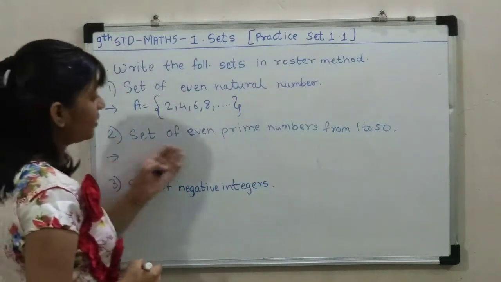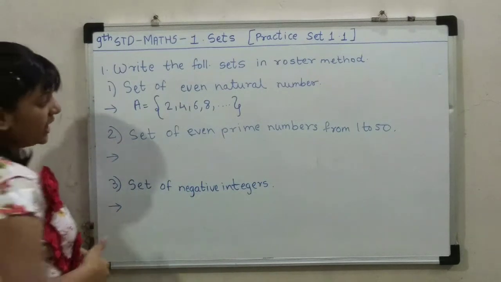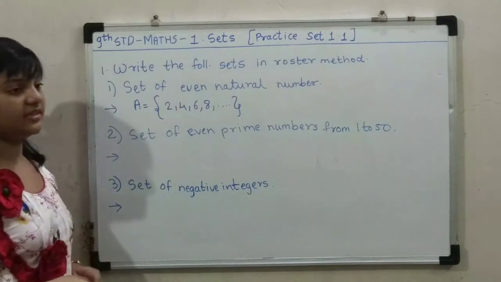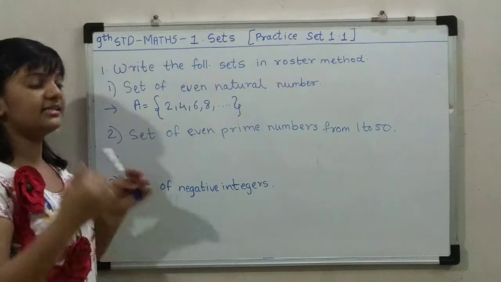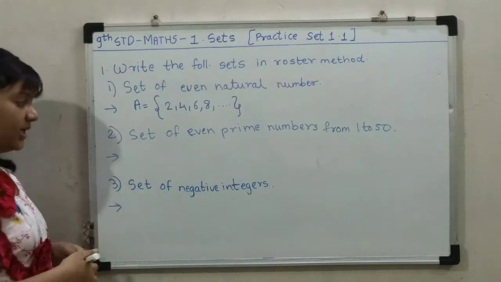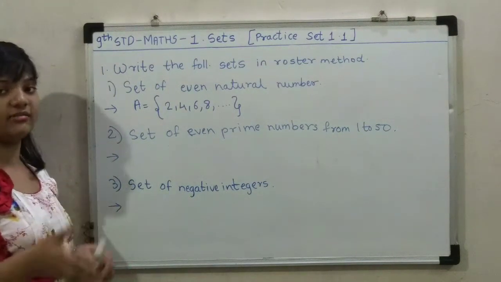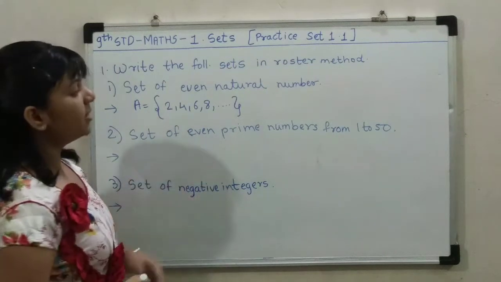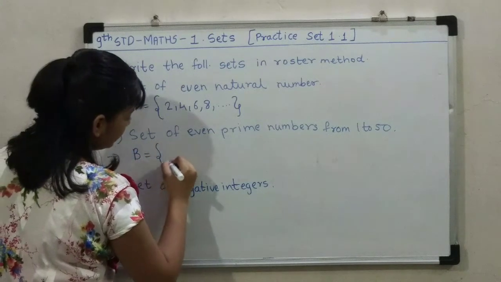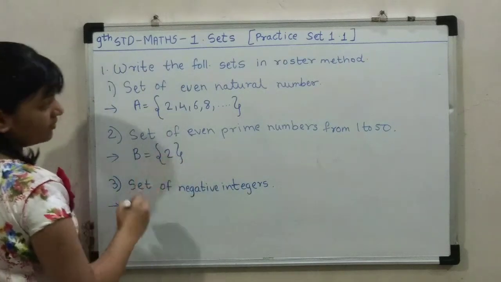The second question is the set of even prime numbers from 1 to 50. So even numbers and prime numbers. What are prime numbers? Prime numbers are numbers which come only in one's table and their own table. Suppose 5 and 7 are prime numbers. So the even prime number from 1 to 50 is only 2. So set B is equals to 2.